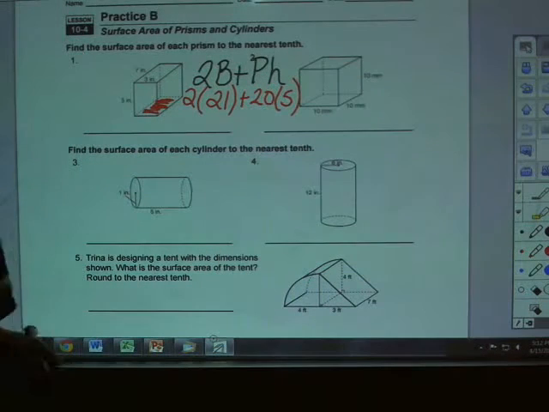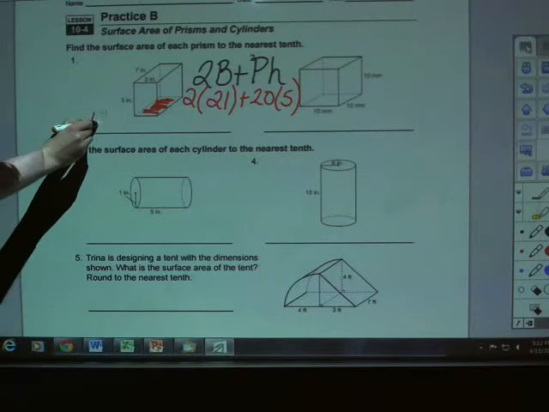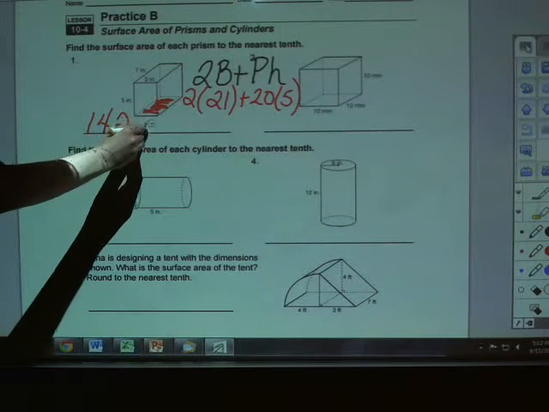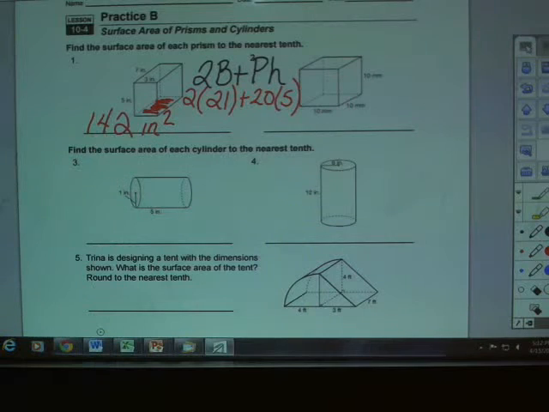So I'm simplifying 2 times 21 and 20 times 5, and when I find that, I'll have the surface area. 2 times 21 is 42, 20 times 5 is 100, 42 plus 100 is 142, and that's going to be inches squared.